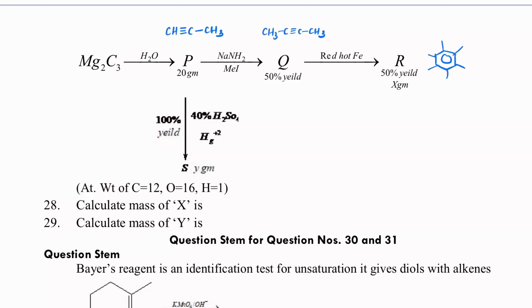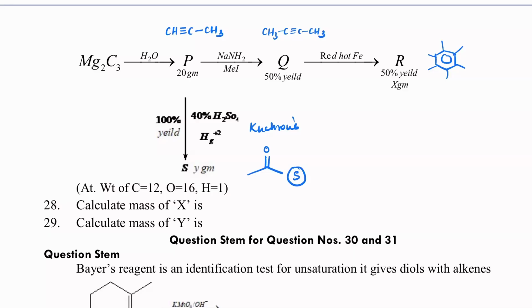So P when you perform with 100% yield, but you are reacting with 40% H2SO4 and Hg2SO4, that is the Kucherov reaction. So Kucherov reaction will convert this into keto form. So this is compound S.